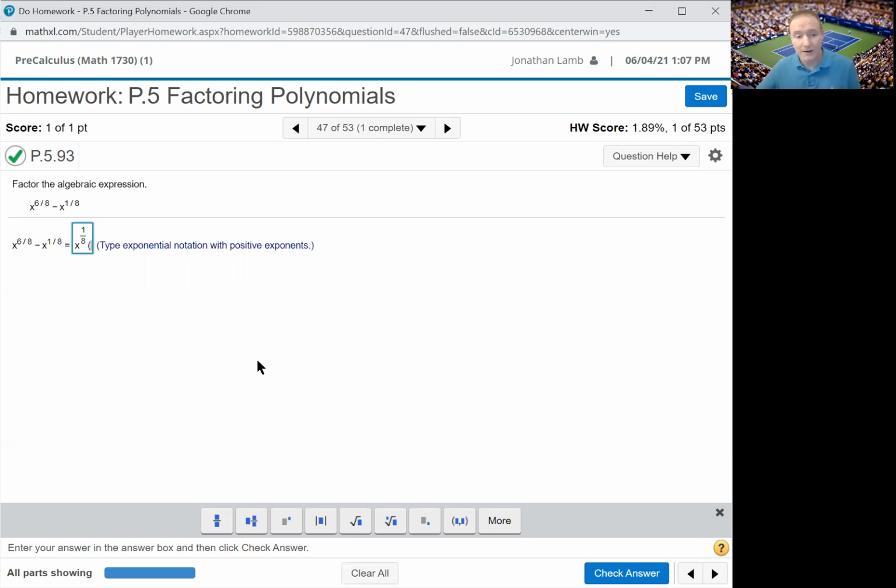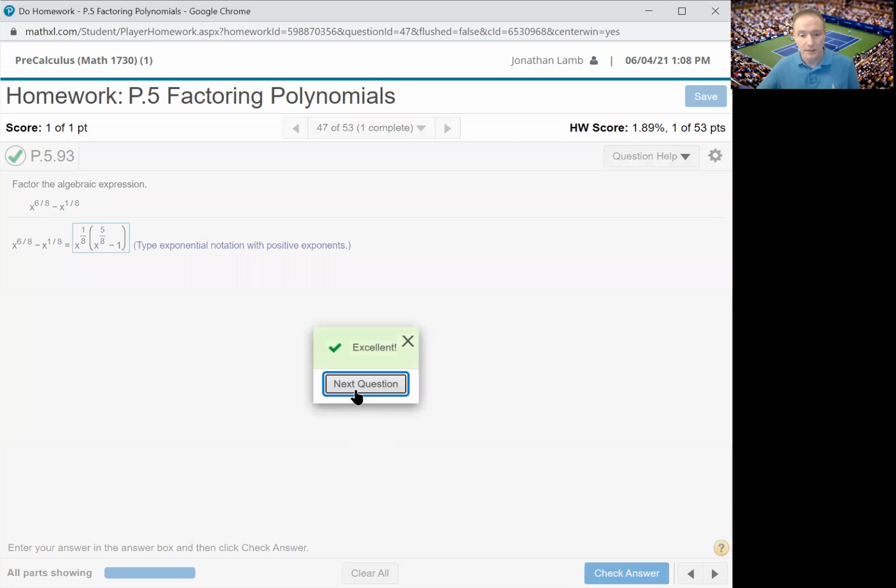I know when I factor the 1/8 power out, I subtract exponents: 6 over 8 minus 1 over 8 is 5 over 8. So I'll say x and then raised, I use the fraction button, 5 over 8 power. And then I'll have minus. Of course, when you factor x to the 1 over 8 out of itself, you're just left with a 1. So x to the 5 over 8 minus 1. Close out parentheses. That should be precisely what they want.